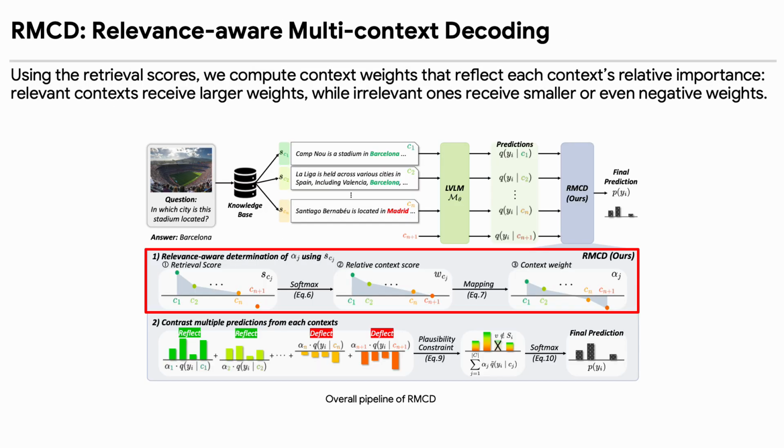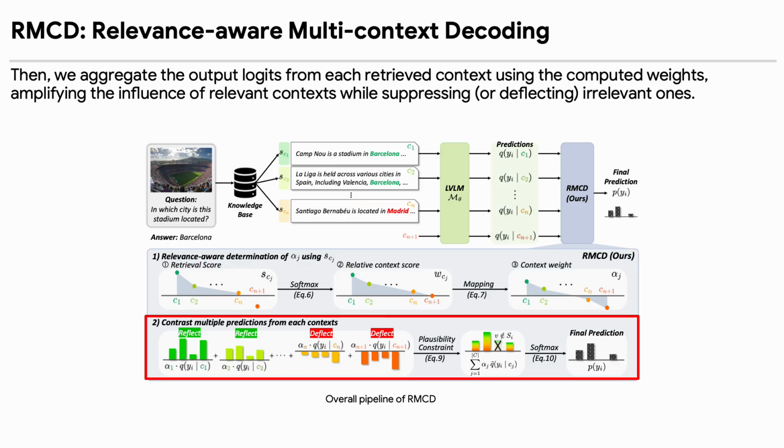The first step of RMCD is simple. We use the retriever's retrieval scores to compute a weight for each context. We assign a large positive weight to highly relevant contexts and a small weight to less relevant ones. And moreover, for contexts that are clearly harmful, we even allow negative weights so that their influence can be actively subtracted. The second step is to aggregate the model's output losses from each context using those weights.